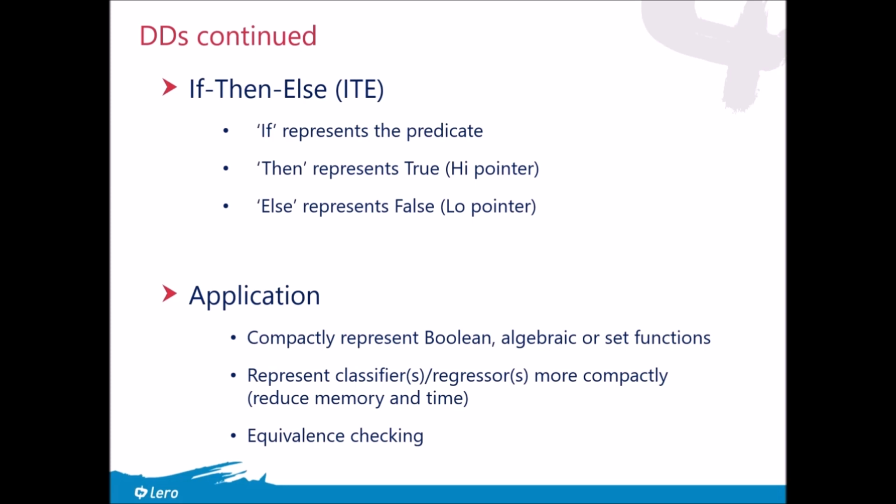Applications of decision diagrams, as we mentioned previously, is that they compactly represent Boolean, algebraic, or set functions. These are used to represent classifiers and regressors more compactly, with the main aim of reducing the amount of memory required and the amount of time it takes per classification. Another application for decision diagrams is equivalence checking. This is based on the canonicity of the decision diagrams, and this is to determine whether 2 functions, be it Boolean, algebraic, or set, are the same. This is done based on whether the decision diagrams are equivalent.